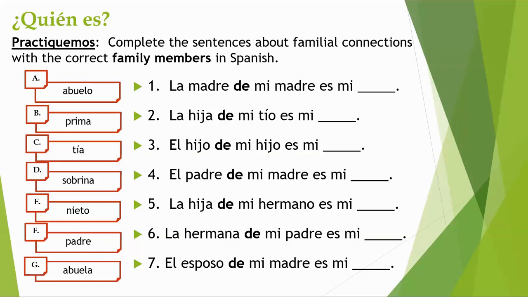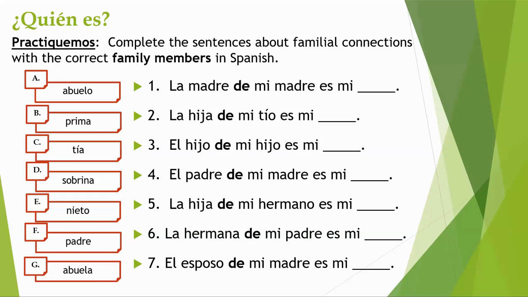Okay. El hijo de mi hijo es mi... Nieto. Say it again. You can repeat the question, please. The son, I'm going to say it. El hijo de mi hijo es mi... Nieto. Correct. It is nieto. It's my grandson. Okay? It's my grandson. So it's nieto.